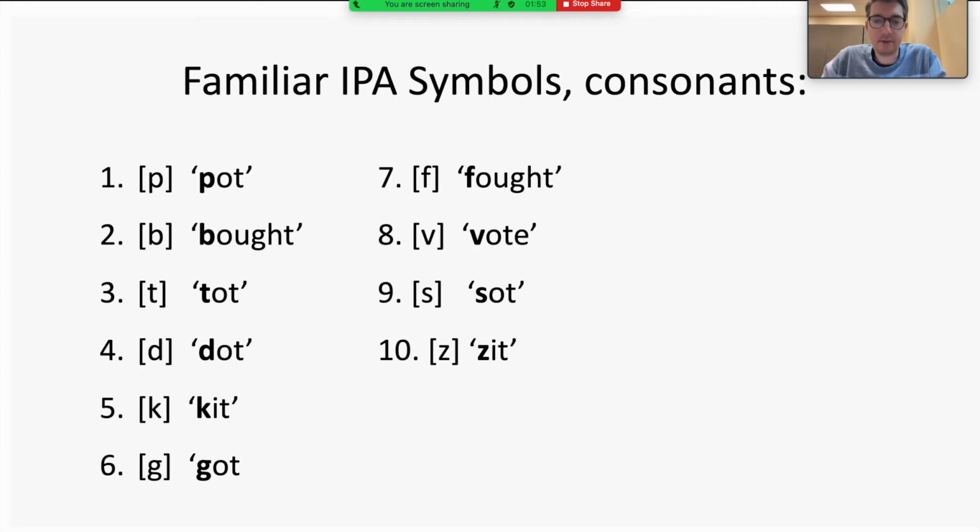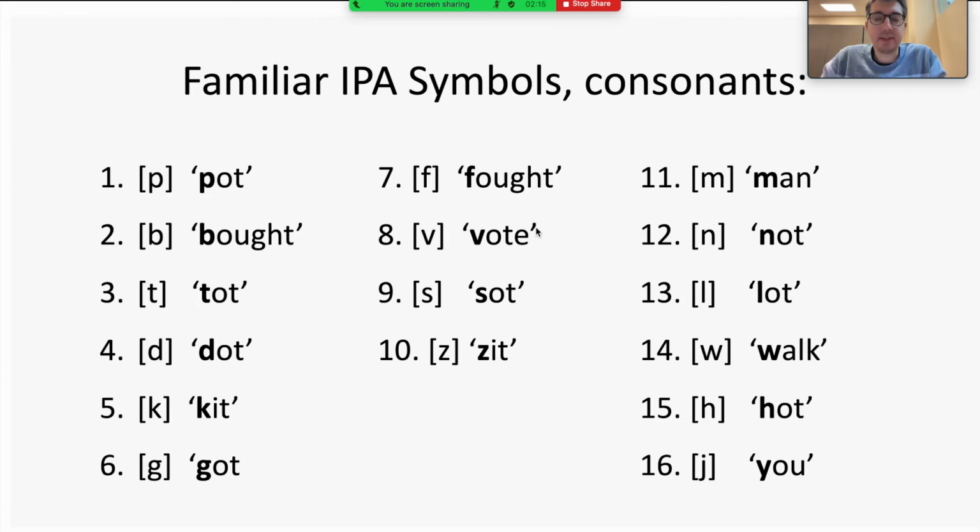F as in fought, V as in vote, S as in sought, Z as in zit. Pay attention to F and V. We're producing them by moving our lower lip towards our upper teeth. F, V. Then M as in man, N as in not, L as in lot, W as in walk, H as in hot, and Y as in you.